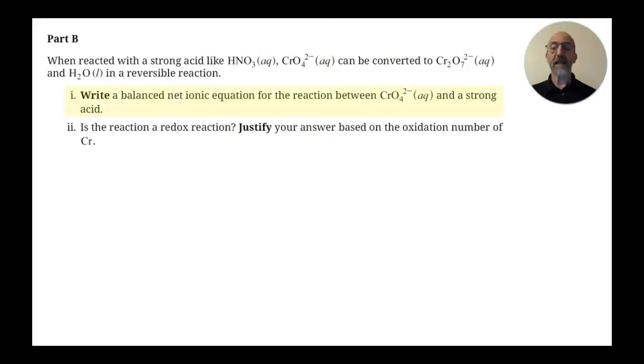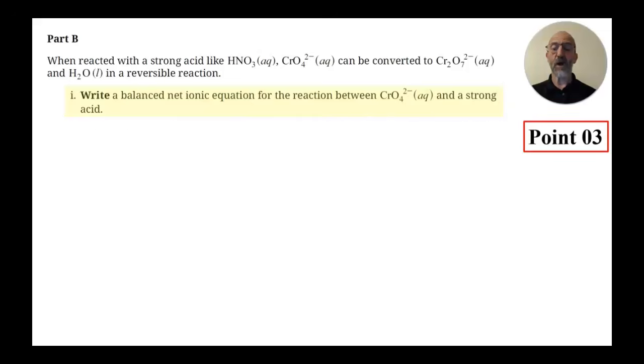Now we have to write a balanced net ionic equation for the reaction between the chromate ion and a strong acid. So that would be the chromate ion plus H+ to represent a strong acid, and then the products are the dichromate ion and water. So we'll write the dichromate ion Cr2O7 2- on the other side of the equation, and water. Now I'm using phases of matter, so I've got aqueous for all of those ions, and then liquid for water. Again, you don't have to include phases of matter to earn the point, but if you do use phases of matter, they should be correct.